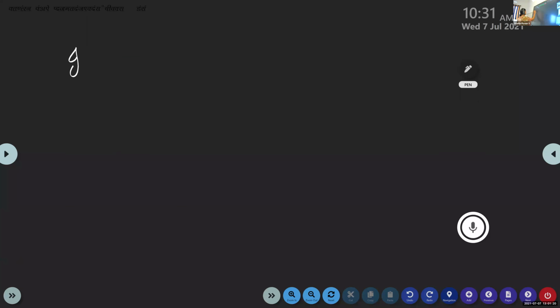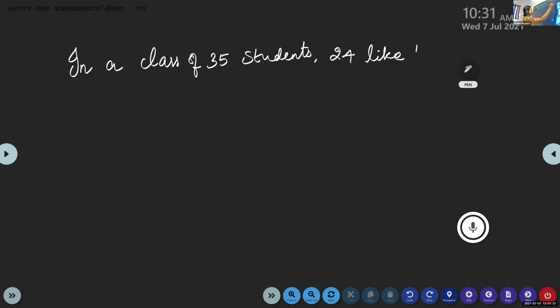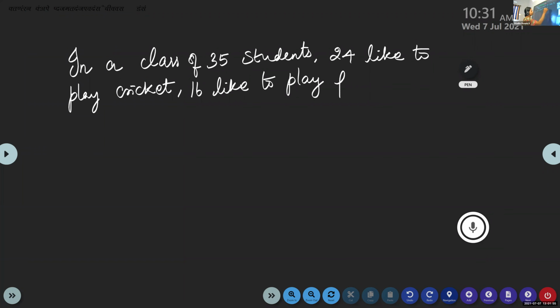In a class of 35 students, 24 like to play cricket. 16 like to play football.